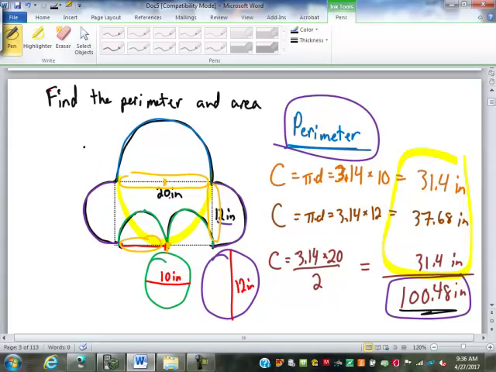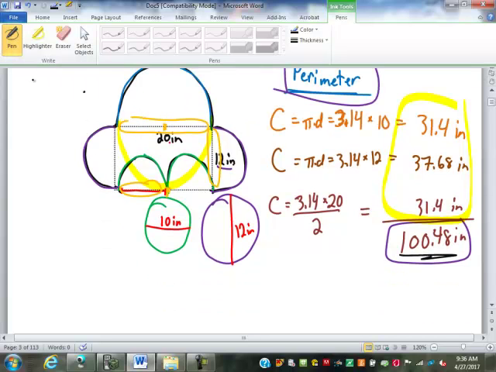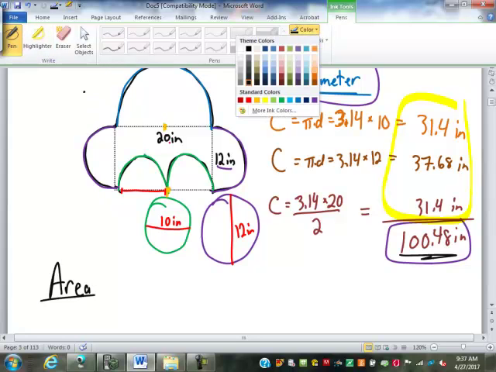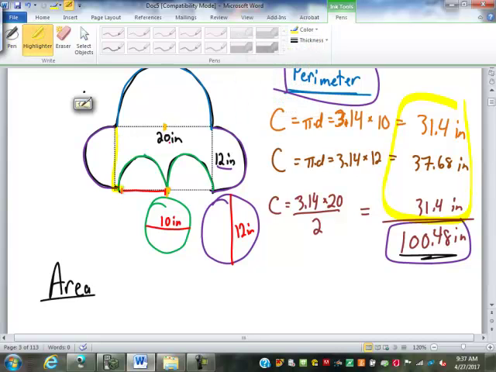For area now, the area of this one's going to be slightly more complex. So we're going to start up. Remember, we talked about sometimes when you have complicated shapes, you add up pieces. Sometimes you subtract pieces. Here we're going to have to do both. We are going to start with this rectangle here.